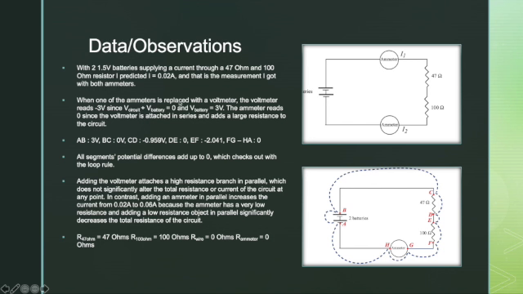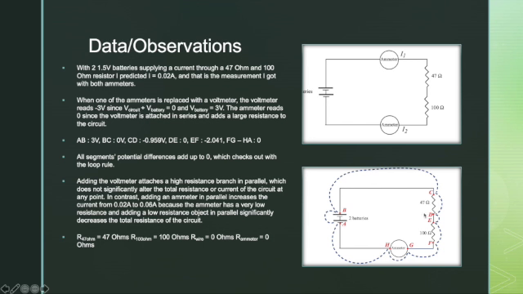When one of the ammeters is replaced with a voltmeter, the voltmeter reads -3 volts, since the voltage difference of the circuit and the voltage difference of the battery have to equal 0, and the voltage of the battery is 3 volts. The ammeter reads 0 since the voltmeter is attached in series and adds a large resistance to the circuit.